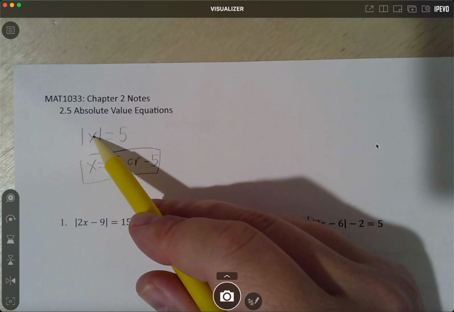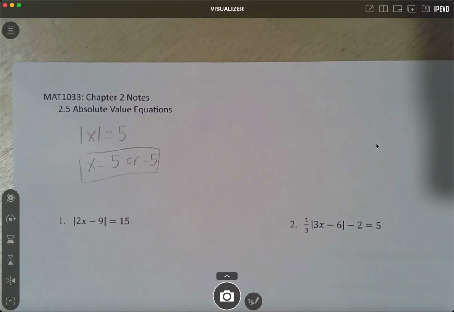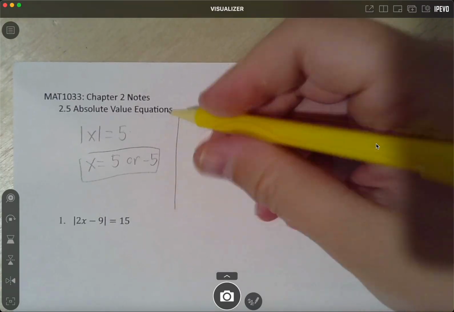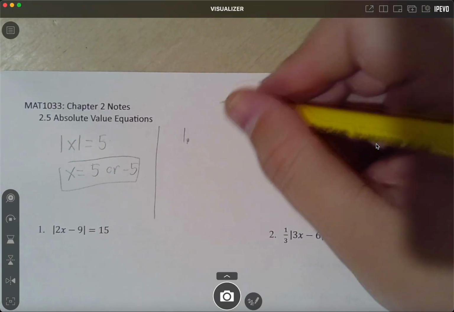Well, I could plug in 5 to be 5 from 0. I could plug in negative 5 to be 5 from 0. I could either be 5 to the right of 0 or 5 to the left of 0. Two possible answers. Now, when it comes to solving absolute values, there are a few steps.